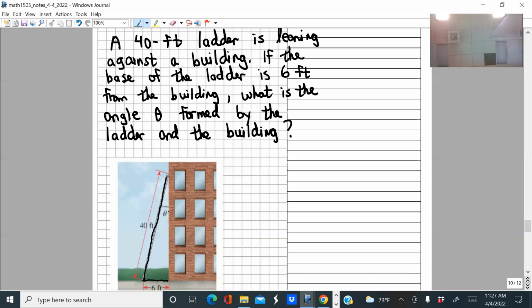So you guys at home also, right? What is theta in that picture? What's this angle between the ladder and the building, right? Okay. This picture. Yes.